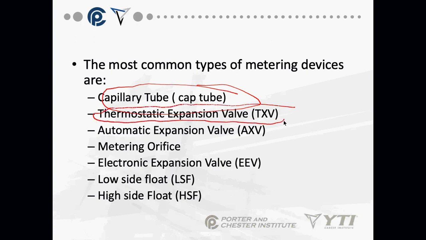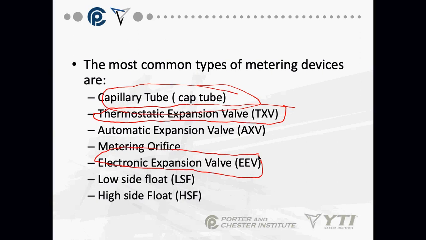And I made a comment about by the time you guys are in the field, through your apprenticeships, you're going to start seeing a lot more of what metering device? Electronic. EEV? Yeah, EEV. The EEV. Now, what metering device did I tell you a lot of units are shipped with? AXV? Yeah. AXV, you will not see in air conditioning.